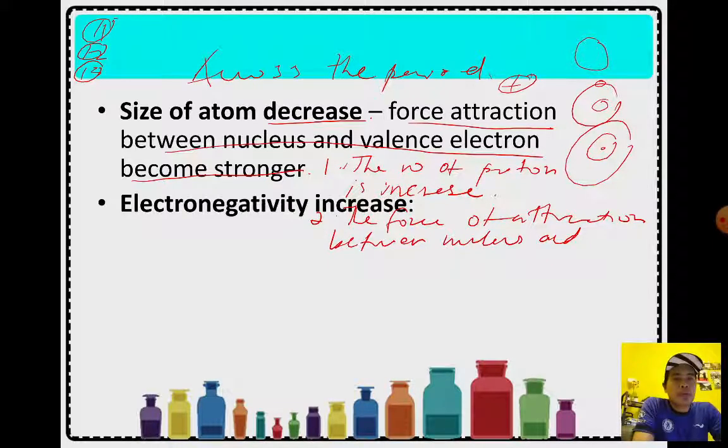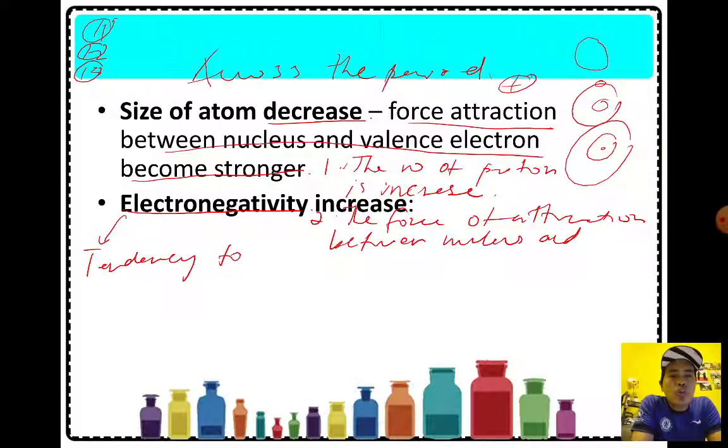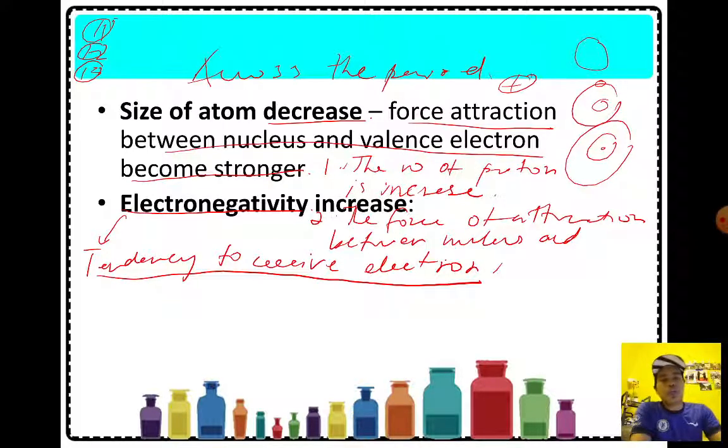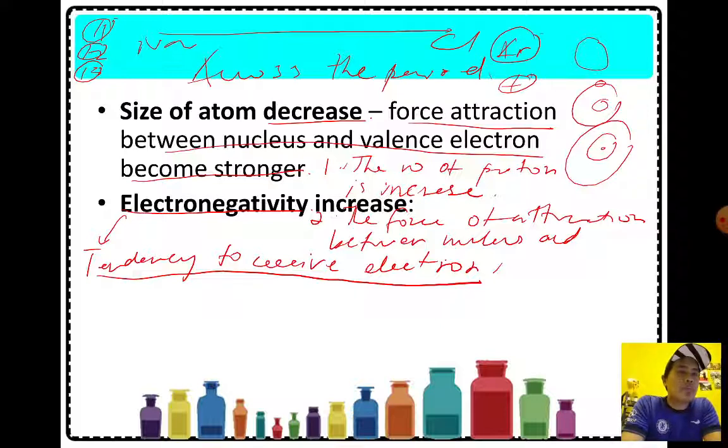electronegativity increase. What is the meaning of electronegativity? Electronegativity is tendency to receive electron. Tendency of the atoms to receive the electron. Keupayaan sesuatu atom itu untuk menerima elektron. Bermaksud daripada kiri ke kanan, daripada natrium ke klorin, argon tak ada lah. Argon dia stable lah kan. So dia tidak melibatkan electronegativity argon. Kita cerita daripada natrium, klorin.